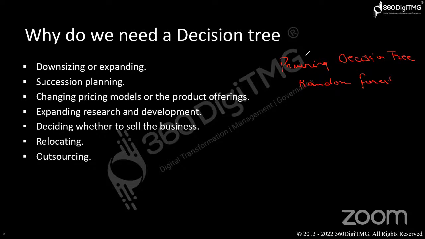When you talk about random forest, it is an example of ensemble learning, in which we combine multiple machine learning algorithms to obtain better predictive performance.